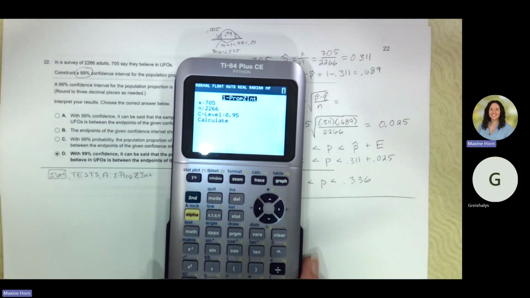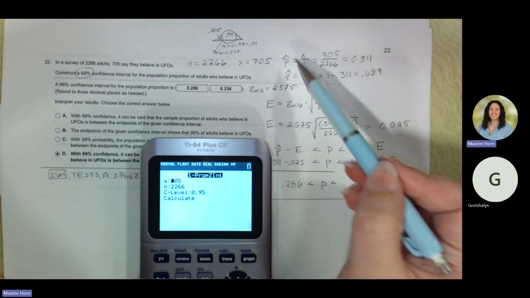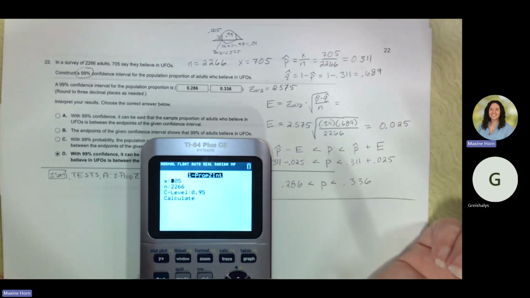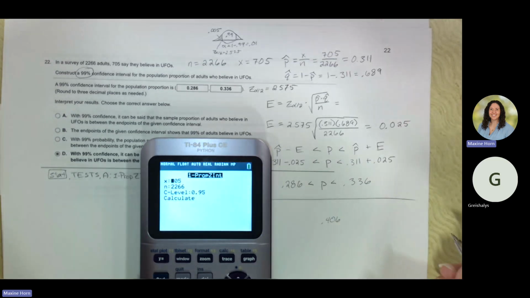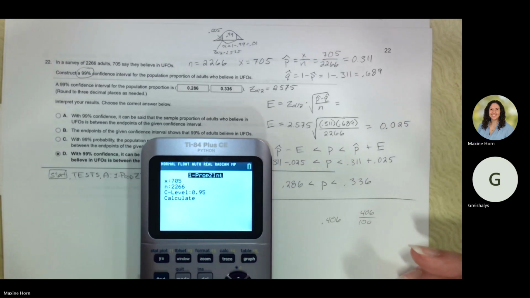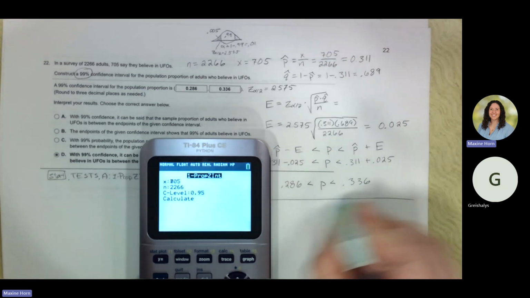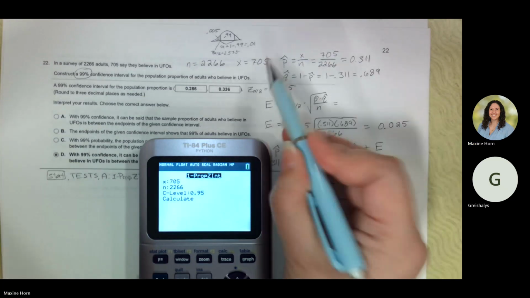Okay, so it wants my X, my N, and my confidence level. So if you're doing this in the calculator, you don't even have to calculate your p hat. You just need your X and your N, right? If they give you your p hat, like let's say they tell you that your p hat is 0.406 or something, you can just put 406. Well, actually, you know what? I'm not going to say that because they're not going to do that. They're going to give you your N. You're going to have your N. So that makes a difference. Anyway, okay, so our X value is 705.